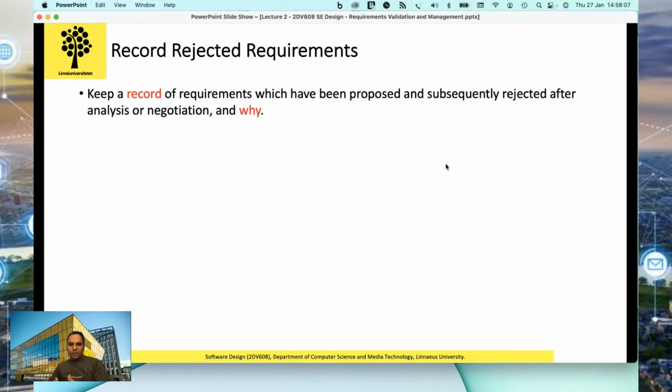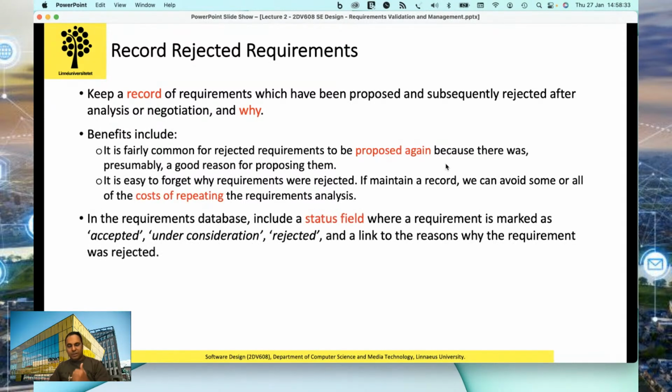You should also record rejected requirements, because they are not just rejected and forgotten. Even if you rejected them, they might be useful, or they might be needed again for your system. So in the database you are maintaining for your requirements, you should have another column in that document, called a status field, let's say. And you should have a value for each requirement: either accepted, rejected, or under consideration.